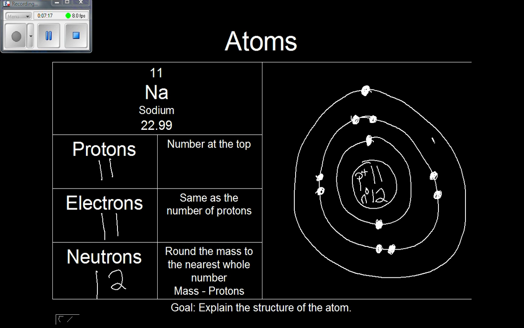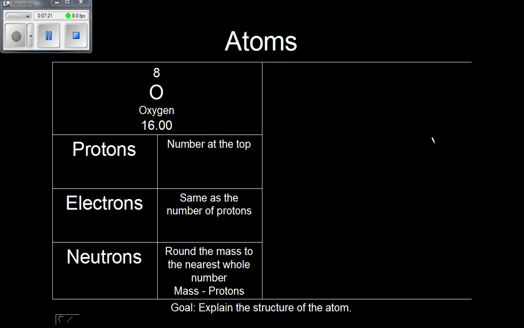Let's try another one, and this time we're going to move to the other side of the table. Let's look at oxygen. Again, to find out the identity of oxygen, we have 8 protons. It came from up here. Since our atom is neutral, we have to also have 8 electrons. This one is already a whole number, so we don't have to round it. 16 minus 8 gives us 8 again.